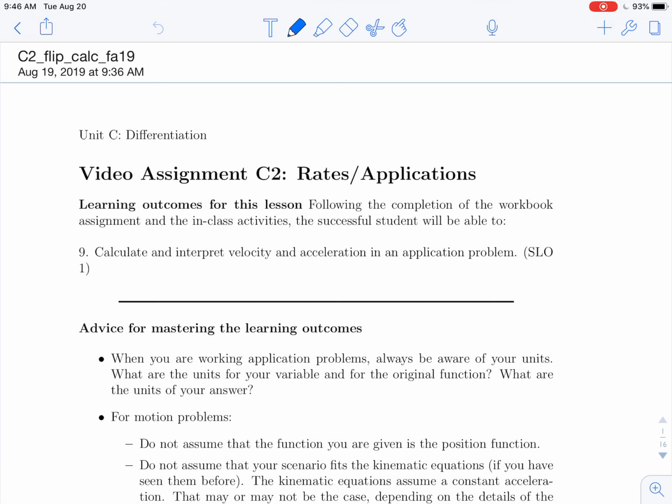Video assignment C2, Rates, Applications. Learning outcomes for this lesson. Following the completion of the workbook assignment and the in-class activities, the successful student will be able to: 9. Calculate and interpret velocity and acceleration in an application problem. So we're going to take our differentiation rules and apply them in some setting.